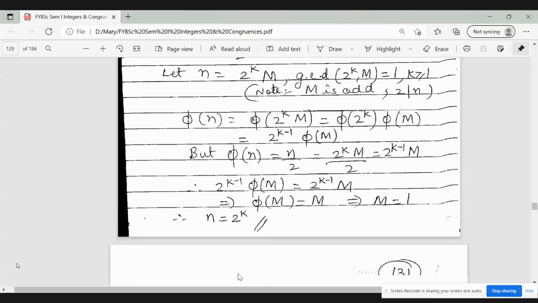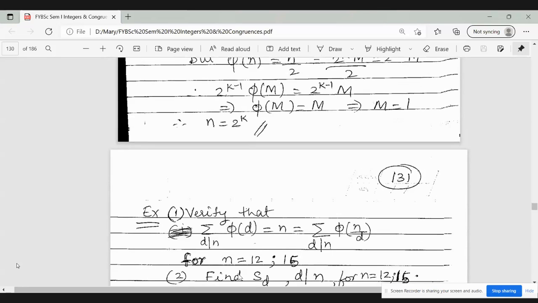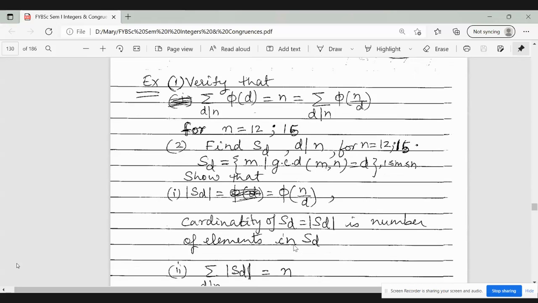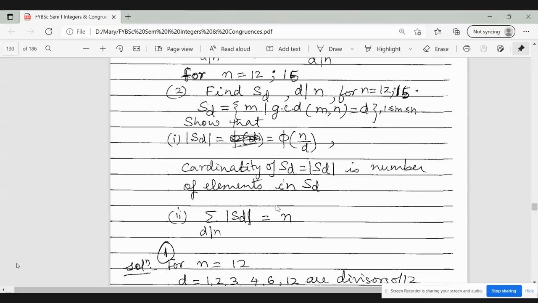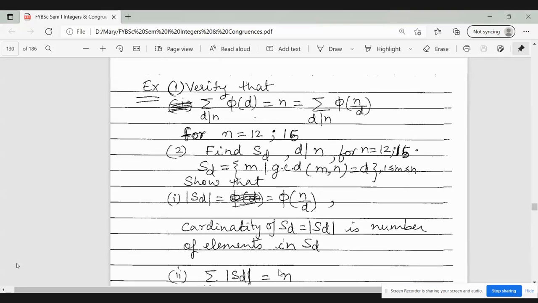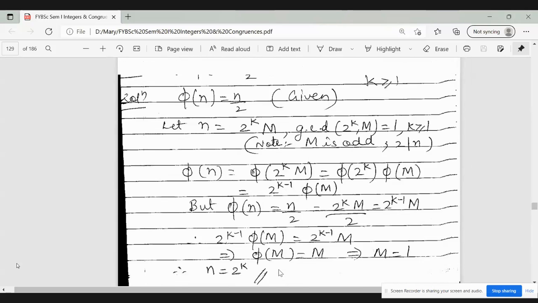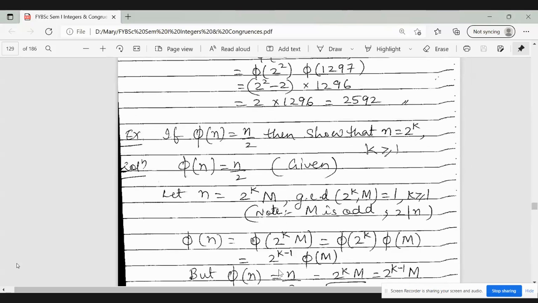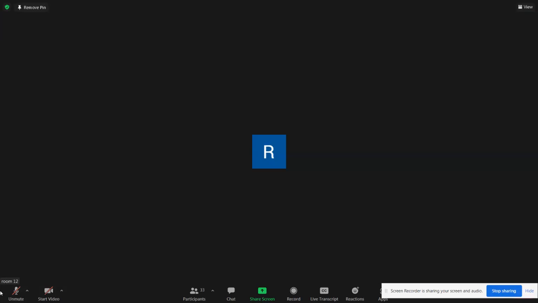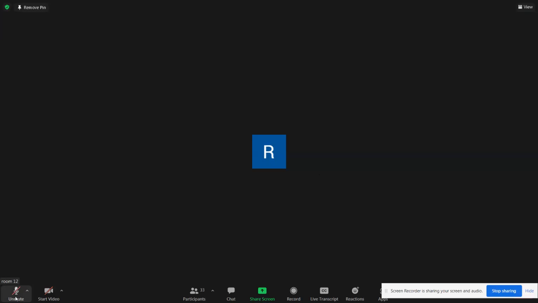I'll send you the notes for today, and this part we will do when we meet offline. Then this theorem we'll do next time. Whatever we have done, just go through it and write the notes, and if you have any difficulty, ask next time. We'll stop for today. Hope you have understood it.